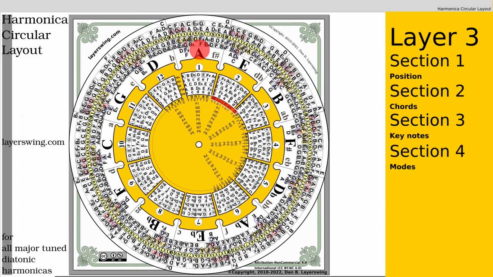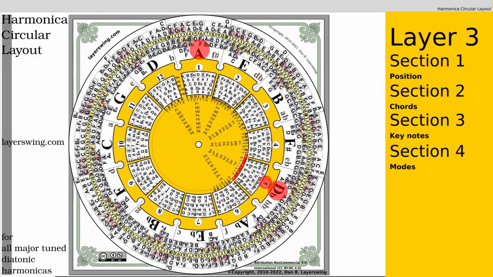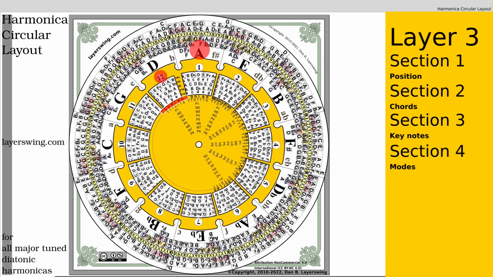For a harmonica in key of A, in second position, you will play in key of E in Mixolydian mode. In third position, you will play in key of B in Dorian mode. In fifth position, you will play in key of D flat in Phrygian mode. In 12th position, you will play in key of D in Lydian mode.